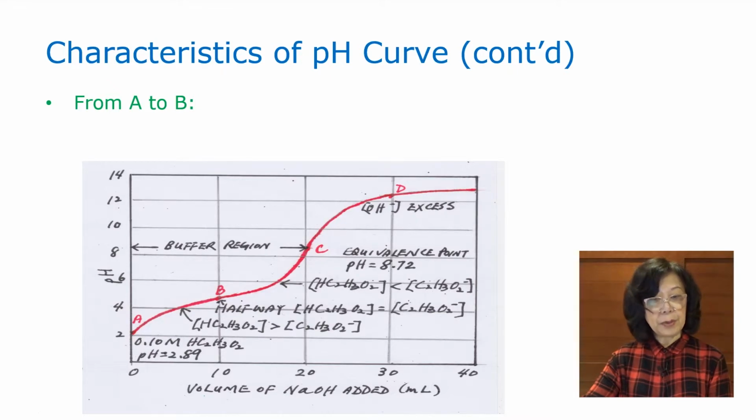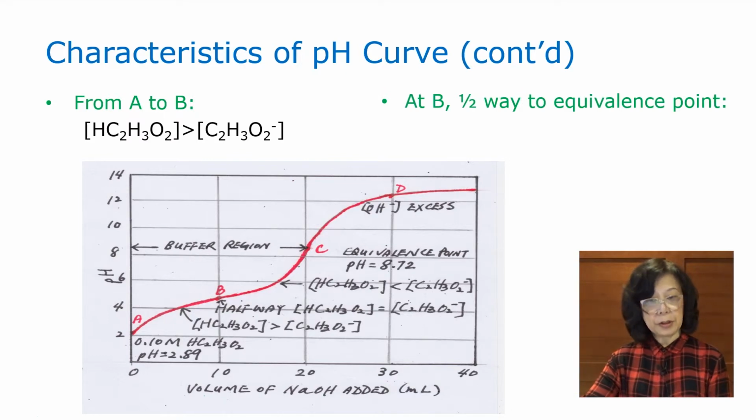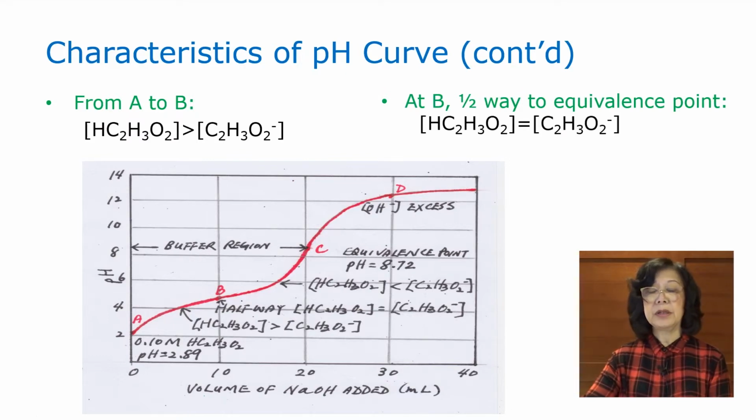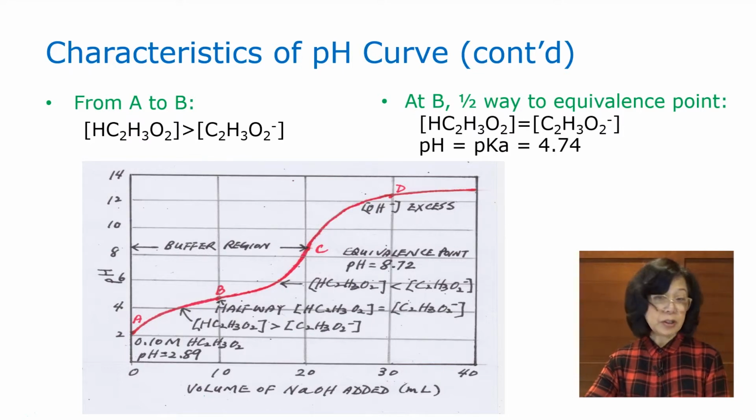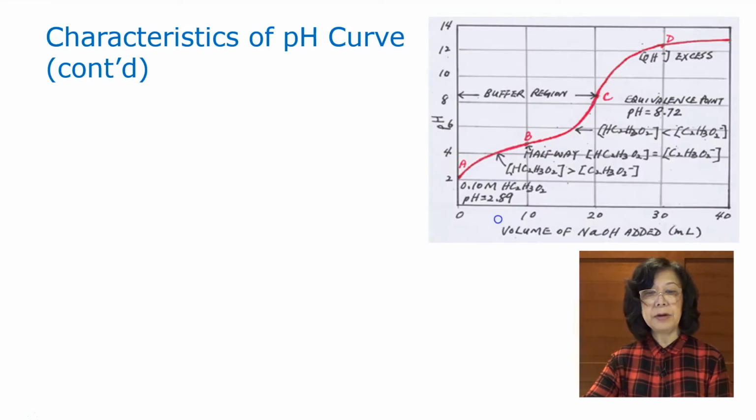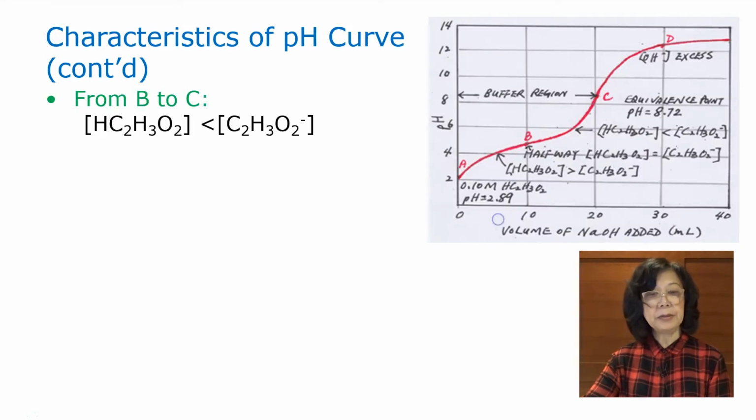Now from point A to B, the concentration of the weak acid is greater than the conjugate base. At B, halfway to the equivalence point, the concentrations of the two components are equal. pH is pKa, 4.74. Continuing from point B to C, now the weak acid is in smaller concentration than the A-, the conjugate base.